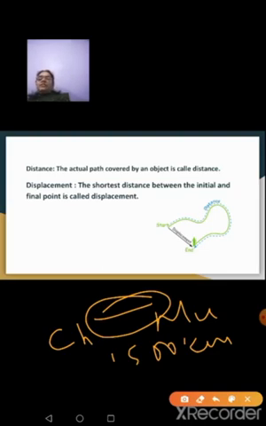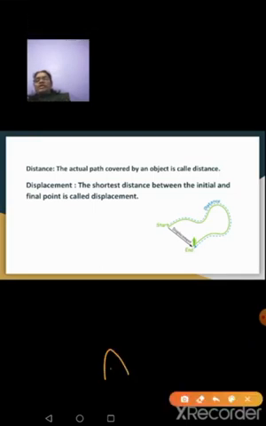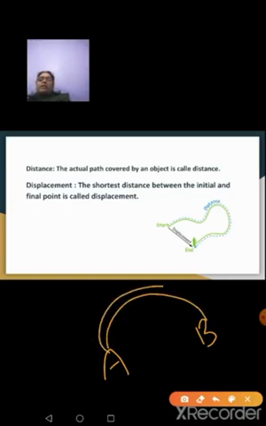And displacement is the shortest distance between the initial and final points. For example, you have point A here, point B here. You have to come this way. This is your actual path along which the object has to move. So this is the direction it shows. The actual path traveled by the object is what is called your distance. This is the shortest distance between the initial and final point. You call it displacement.